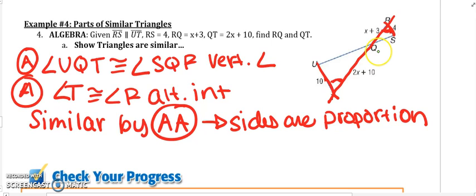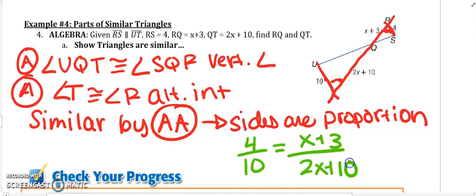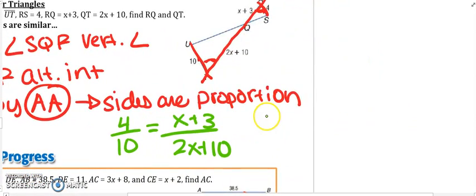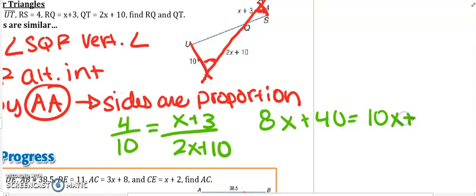And it's kind of hard to tell what goes with what. Sometimes, like here, it's pretty obvious the 4 goes with the 10. You can always write your congruence statement and use that to help you line up the rest. So we know 4 goes with 10 and x plus 3 goes over 2x plus 10. Of course, you could have flip-flopped that. That would be totally fine. And I'm going to distribute at the same time. And solve. And I get x is 5.